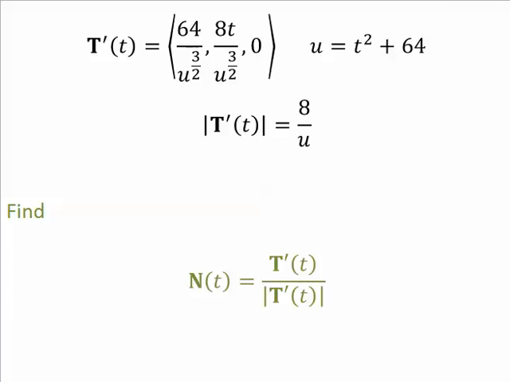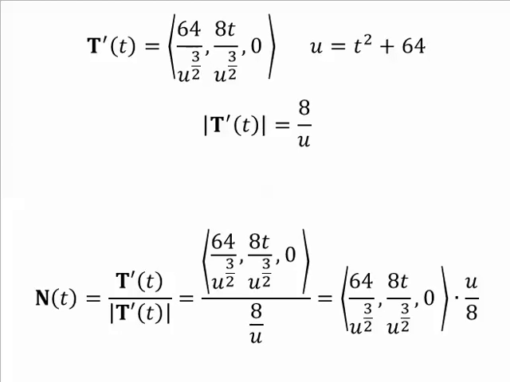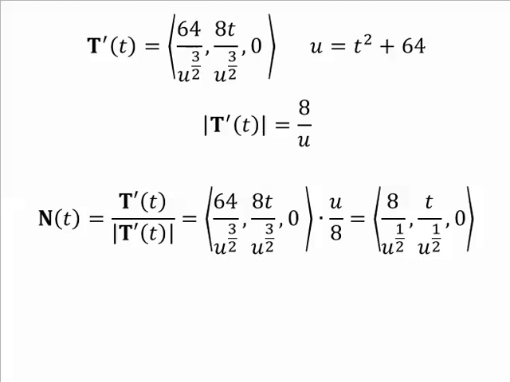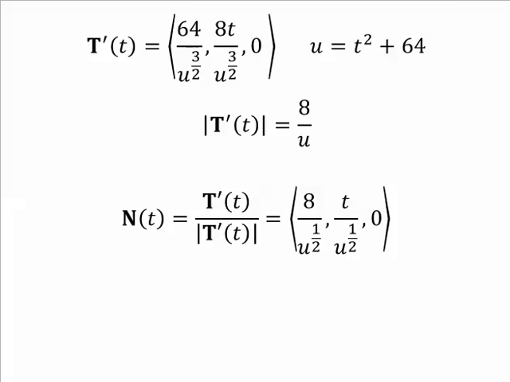Okay, so we've got t prime, we've got the length of t prime, and then it's pretty standard business finding n. Instead of dividing by 8 over u, I find it much easier to multiply by u over 8. And all sorts of nice cancellations occur. And I get 8 over u to the 1/2, t over u to the 1/2, and 0. All right, so that's my n.